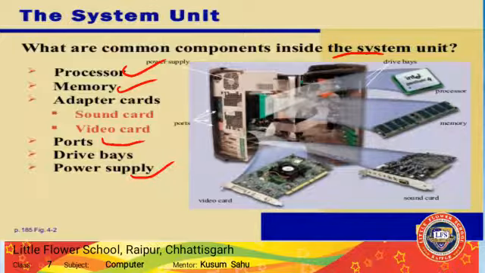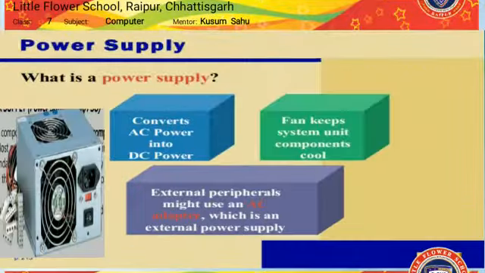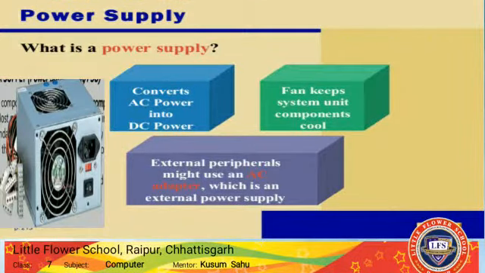Here you can see some parts of the computer. Now we will learn about them in detail. The first important part is the power supply. What is a power supply? Here you can see the picture of one box. It is called the power supply box or SMPS, meaning switched mode power supply.